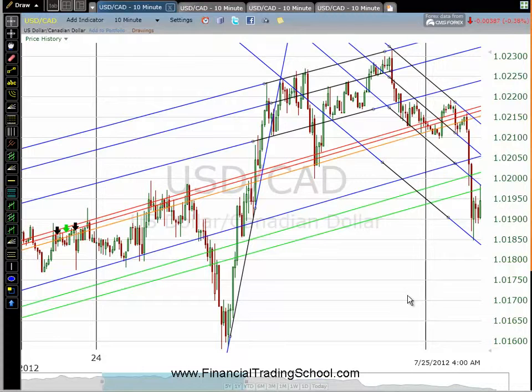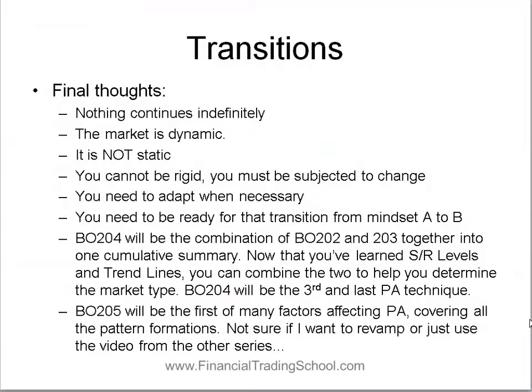I would rather save that content for the next video, BO204, because that video will combine SR levels with trend lines and will do the whole big picture all together. So I'd rather do it there rather than have an extra long video on trend lines. So that's it for chart examples. I just have one final slide before we move on. So some final thoughts before we end off.